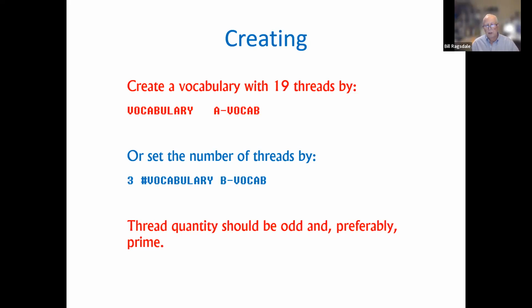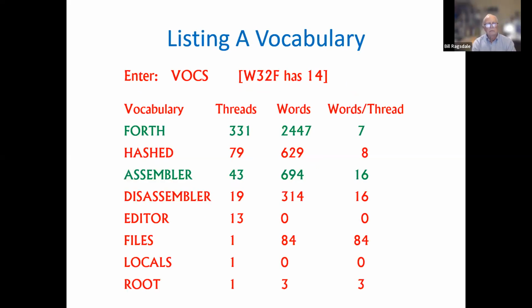The thread quantity should be odd and preferably prime because a hashing algorithm is done on it, and this will ensure the greatest distribution of words across all the threads. The list of vocabulary, enter VOCS, voc. We'll see that 132.4 has 14 vocabularies. I've simplified the list down here, so some of them with little significance are omitted.